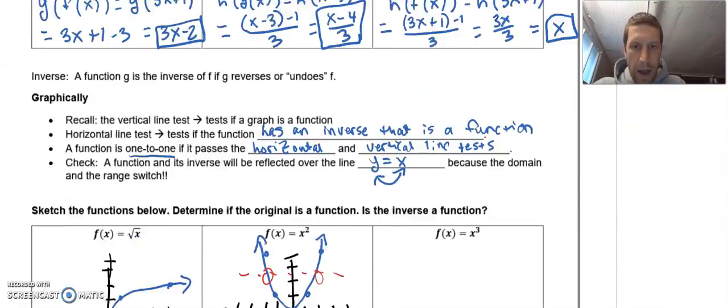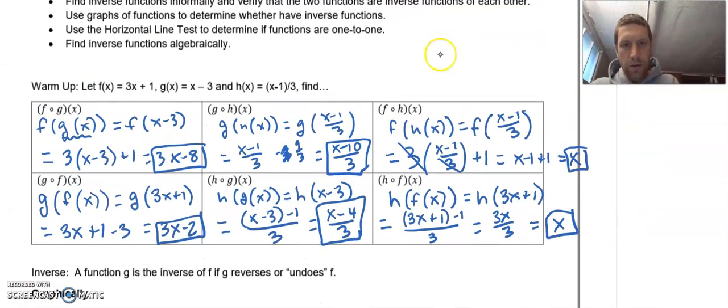By the way, if we look back at this third column here for the warm-up problems, I did f of h of x and h of f of x. What do we notice that these each simplified to be? Well, they both came out to be x. So we can conclude from that that f of x, which was 3x plus 1, and h of x, which was x minus 1 over 3, are inverses of each other.